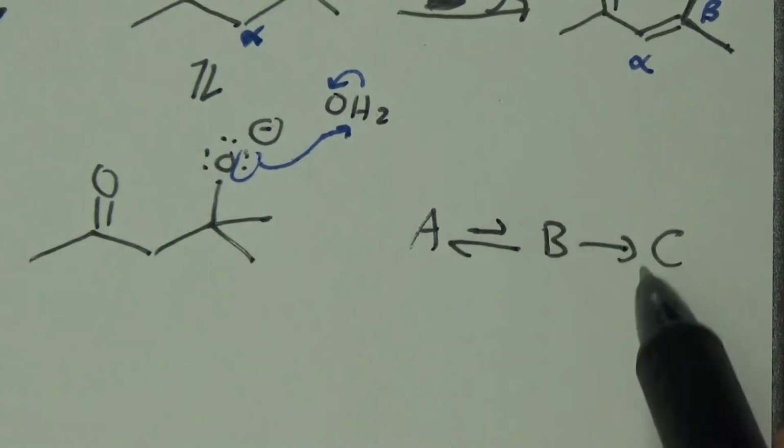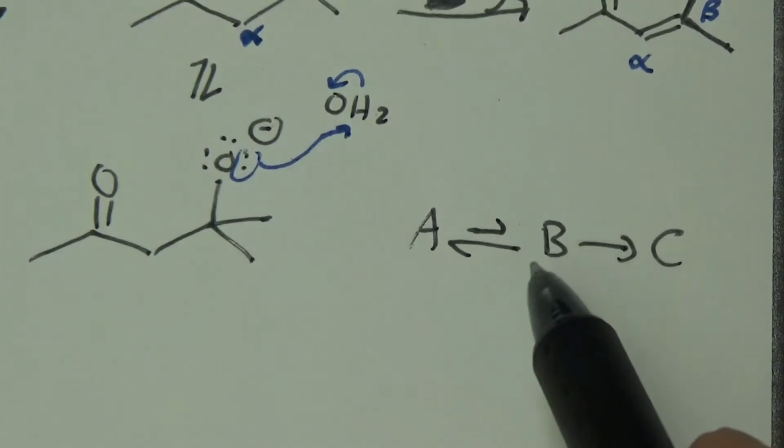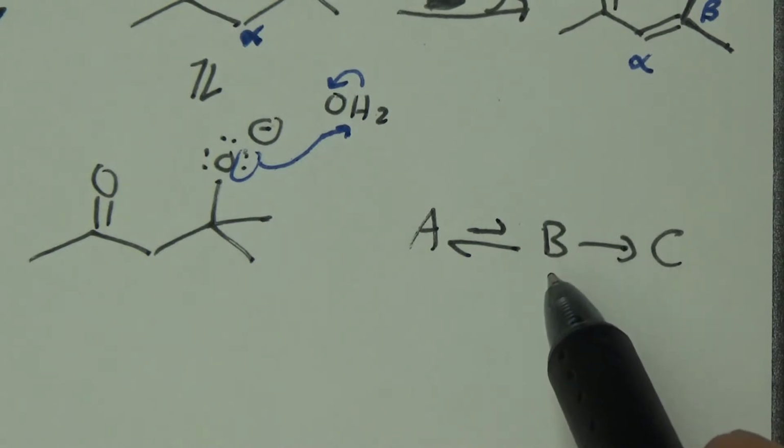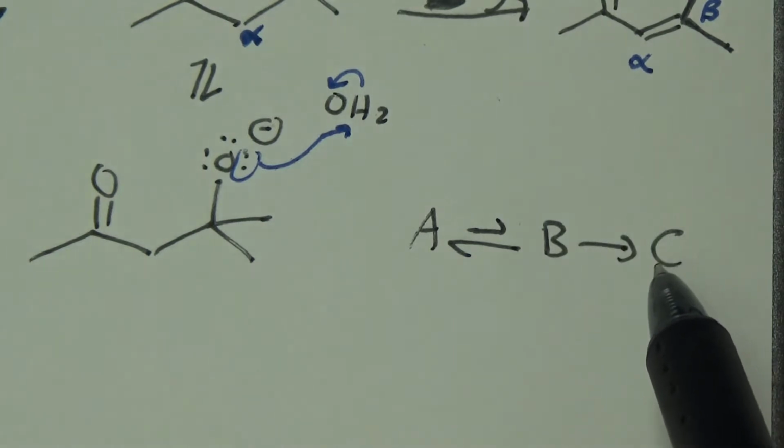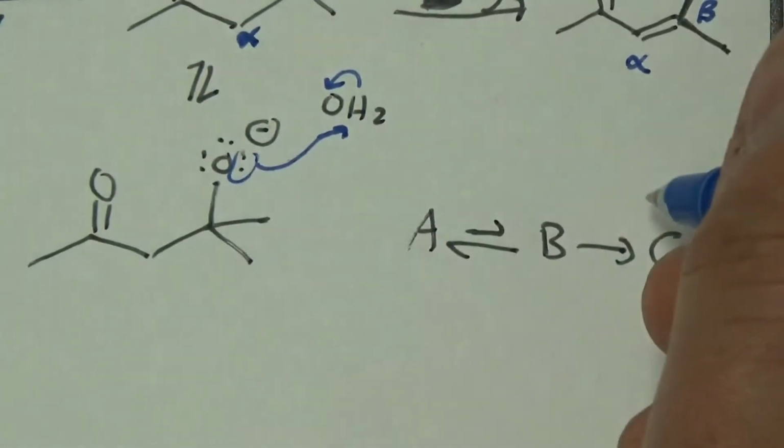Where does this equilibrium lie? It's disfavored to make B, but still a little bit of B forms. And then once B forms, it totally forms C irreversibly. What's the major product of this? It's going to be C, right?